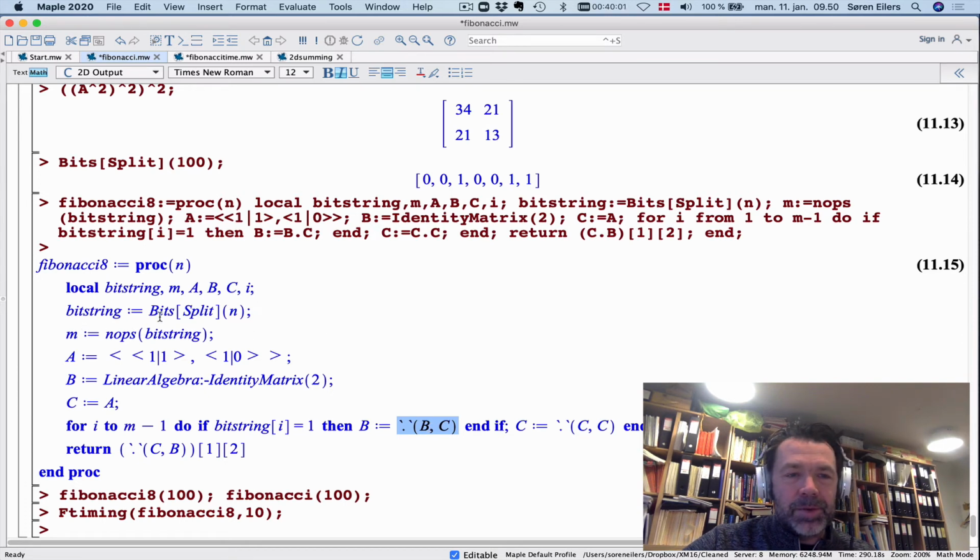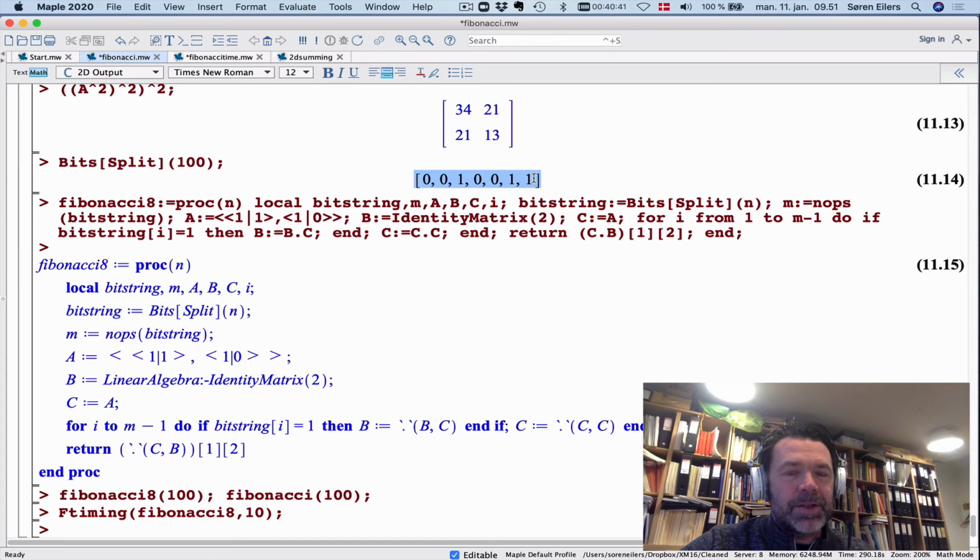First I split this out into the binary digits. I say how many binary digits there are, call that M. I take A to be this matrix here, and I let B be the identity matrix, 2 by 2. And then I'll go through from 1 to 1 less than the number of digits, and I will say if the bit string is 1, then I will multiply on the relevant power of A, and I will square. And then I keep doing this until the end.